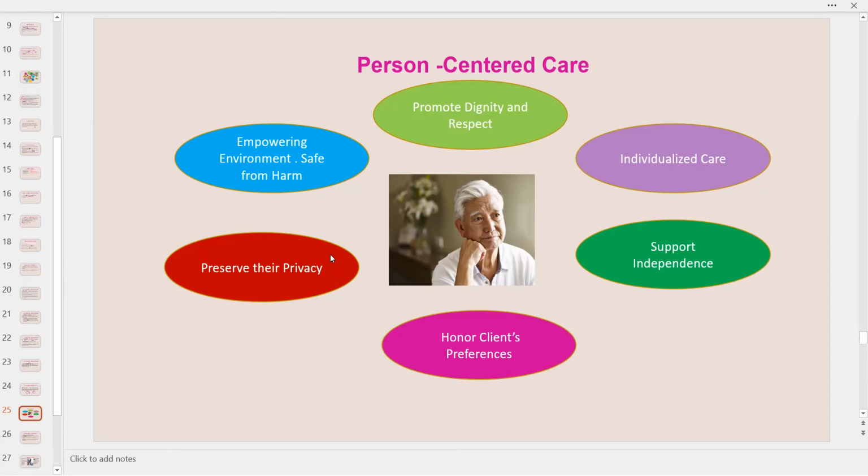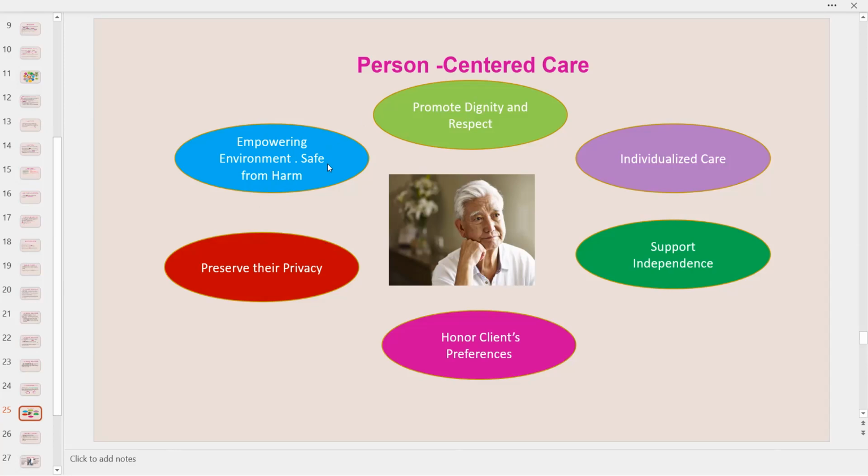We make sure that we preserve the client's privacy. We don't want to disclose any health information about the client. We don't want to expose any body parts of the client to viewing by other people, by co-residents or people who are not involved in his care. We have to make sure we give them privacy by closing the door or by ensuring that the privacy curtain is there.